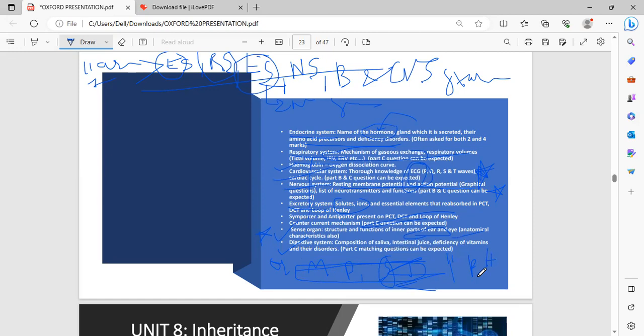And next, it contains various juices, intestinal juices. In that, what is the composition, and if there is any deficiency of vitamins, what diseases are occurring, and what disorders are faced. Like that we have to focus.